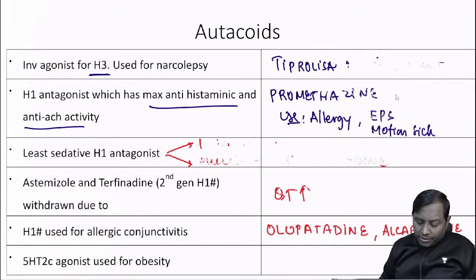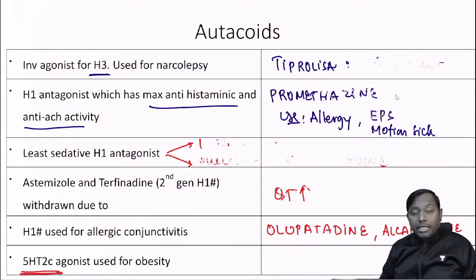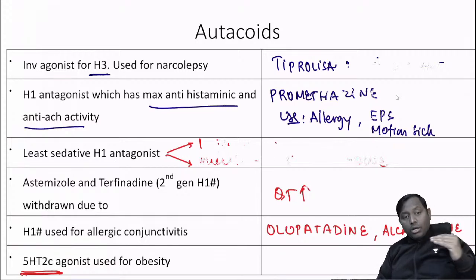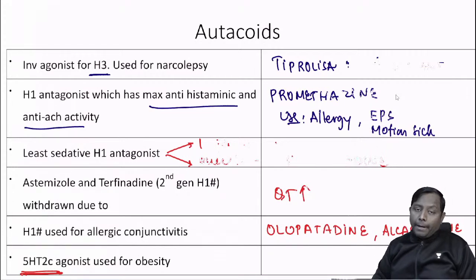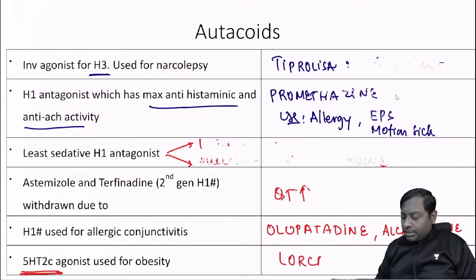What is the name of the 5-HT2C agonist that is used for obesity? Again, there is an exception. I told you that we are going to use antagonists for 5-HT2 and 5-HT3, but here there is one exception. The 5-HT2C agonist that reduces weight is lorcaserin. These are the drugs that reduce weight, okay?